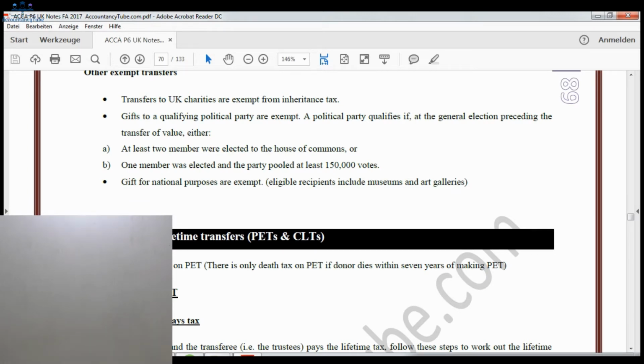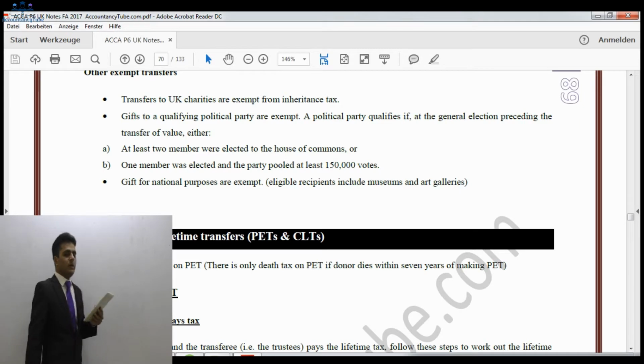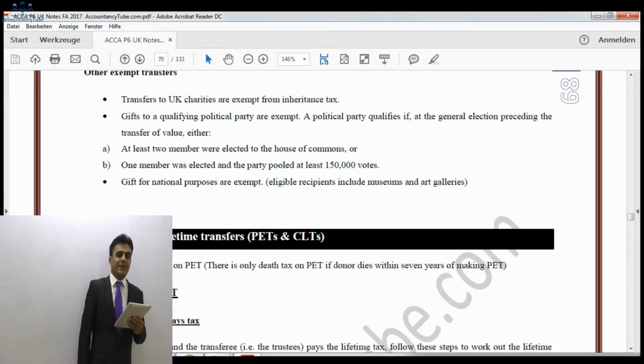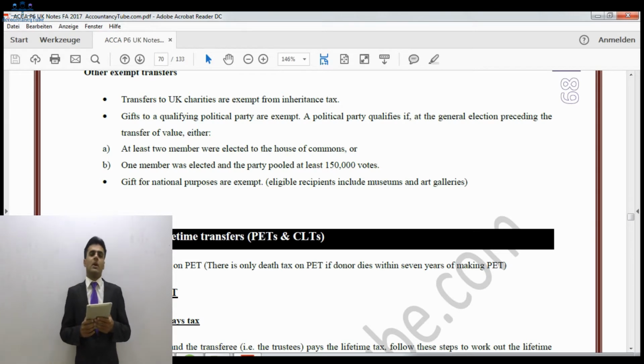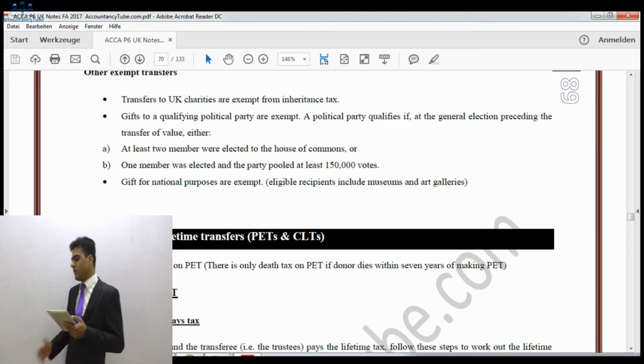Right then. So, tax on lifetime transfers. We know that there won't be any lifetime tax on a PET, and if the individual survives for 7 years, then there won't be tax on death as well. Likewise, for a CLT, although we will have to pay tax during lifetime, we will not have to pay tax on death if we survive for 7 years.